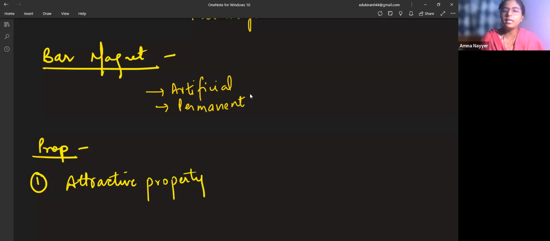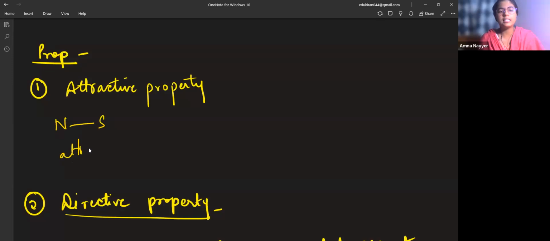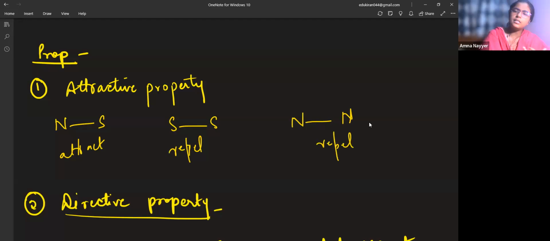Now, certain properties are there. The first property is the attractive property. It's a very basic property. Attractive property means that north and south attract each other because they are unlike, opposite poles. And poles of the same polarity, like south-south or north-north, will repel each other. This is valid for charges, and this is valid for magnetic poles also, that is, north and south poles.